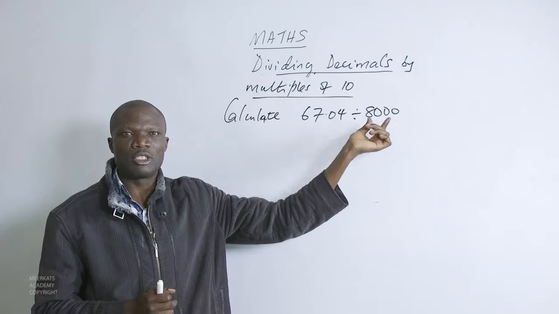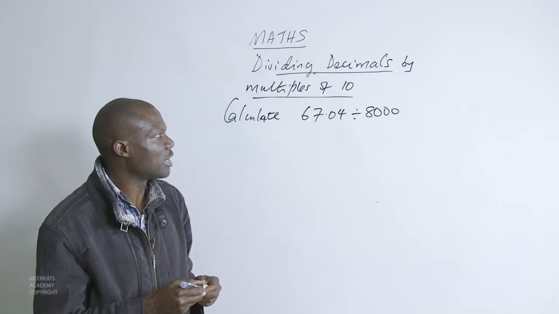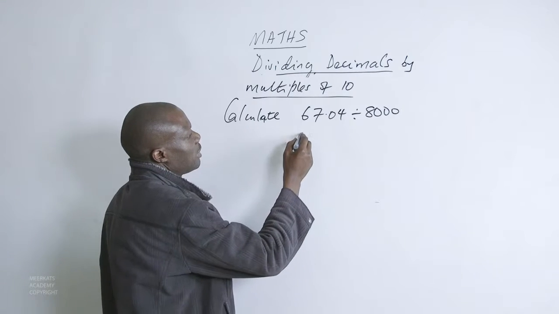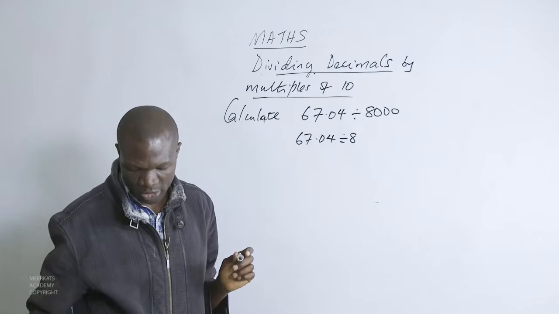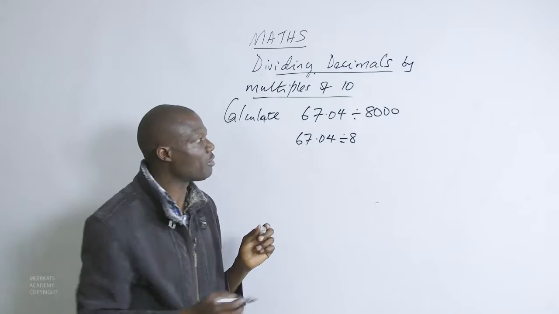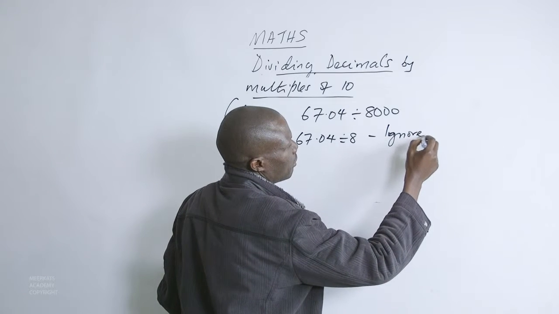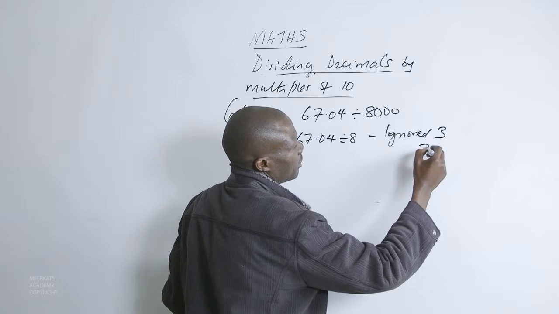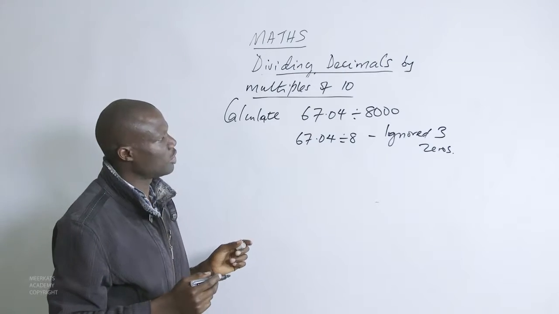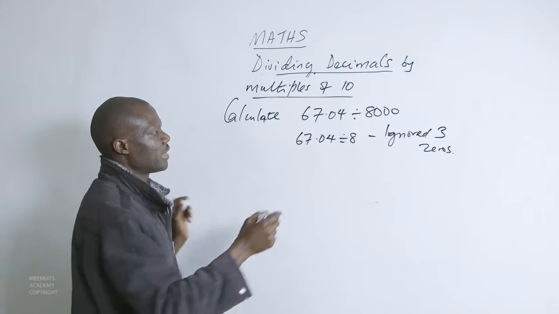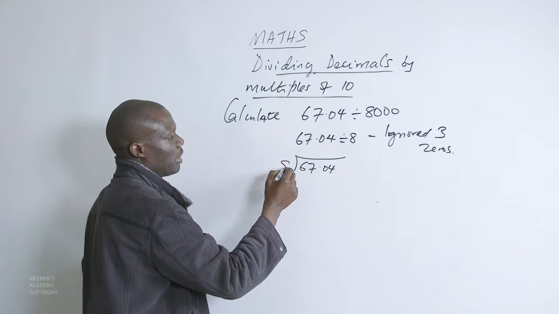So in this particular case, we are going to have our question in a very simple way. We shall first ignore the zeros, and the zeros are 3, so that we have 67.04 divided by 8. Take note that in this particular case, we have ignored 3 zeros. So if that is the case, now the division here is carried out in an ordinary way. That is 67.04 divided by 8.